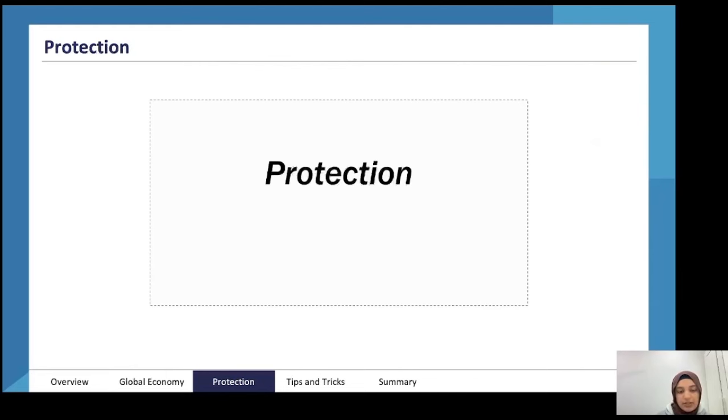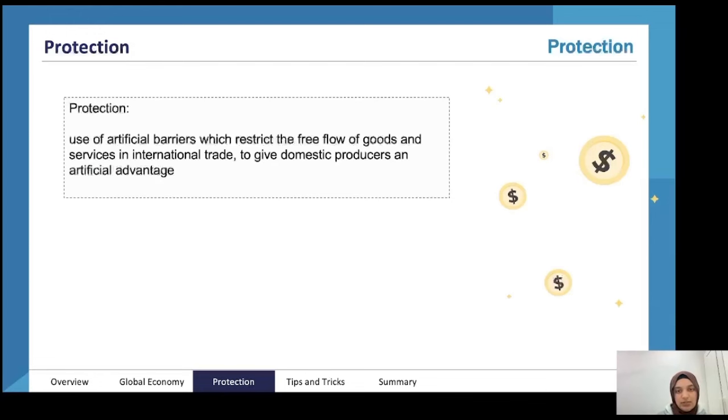Okay, now we're going to move into the protection side of things. So the first thing we're looking at is the definition of protection, which is essentially the use of artificial barriers which restrict the free flow of goods and services in international trade to give domestic producers an artificial advantage. So essentially, they're trying to restrict free trade.